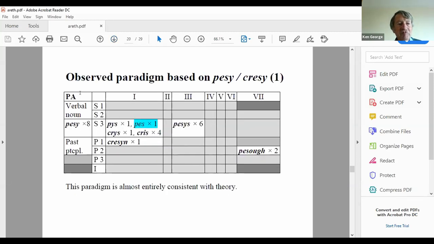The first one is Passionaginale. And again, there are hardly any entries, but those which do exist fit well. We have pes, but we also have pes, the lowered form. The later lowered form, and kris, we just have the higher form, kris, kris. So the paradigm is almost entirely consistent with theory.